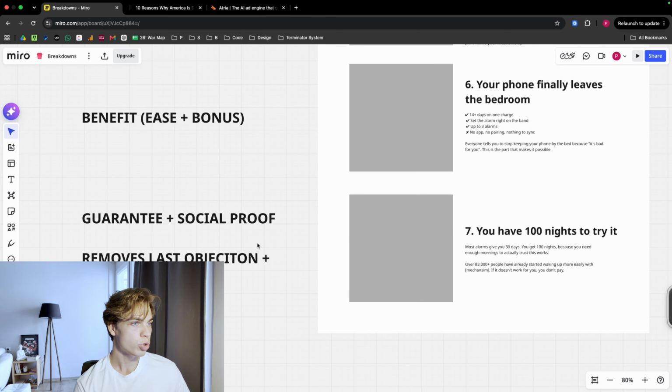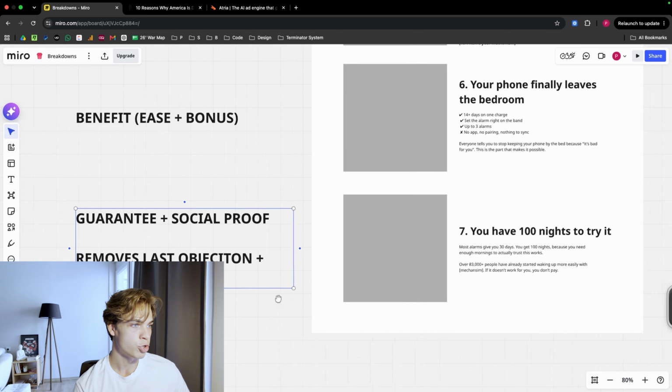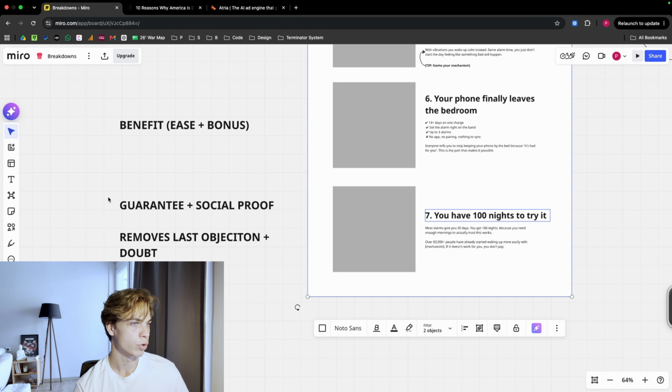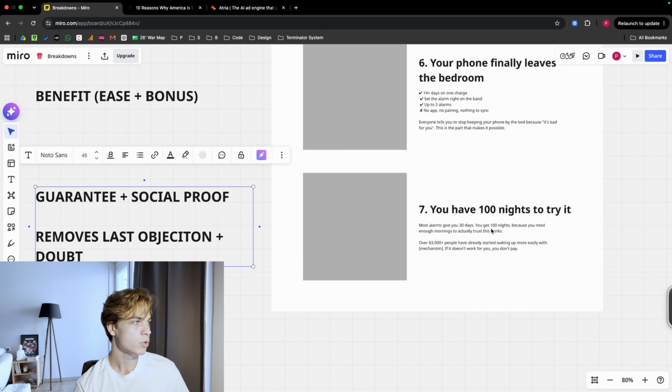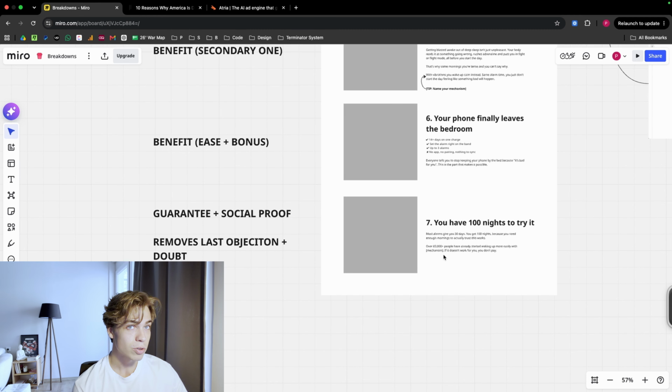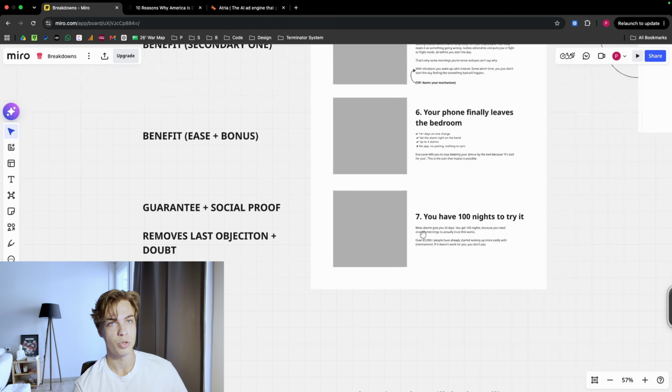Guarantee plus social proof, and it removes the last objection and doubt. So you have 100 nights to try it for free, the guarantee. Most alarms give you 30 days, so you get 100 nights because you need enough nights to actually trust that this works. Over 83,000 people, the social proof basically, have already started waking up more easily with the mechanism name. If it doesn't work for you, you don't pay. So it removes the last objection, which might be, what if this doesn't work for me? Well, if it doesn't work for you, you get all of your money back.